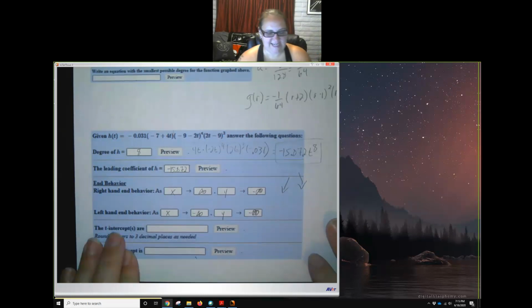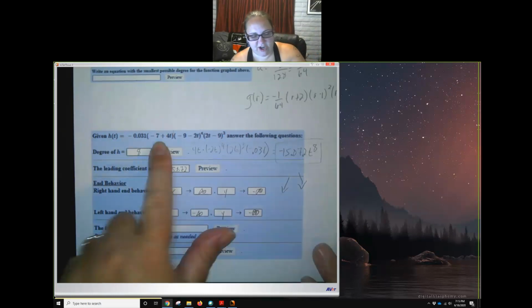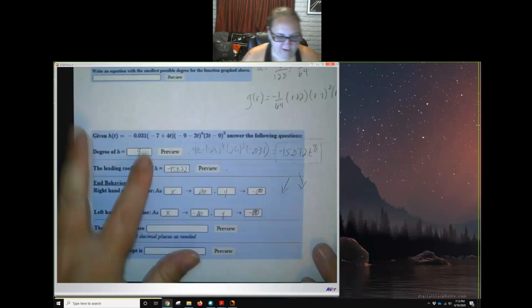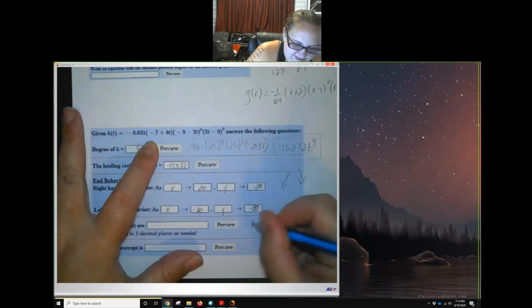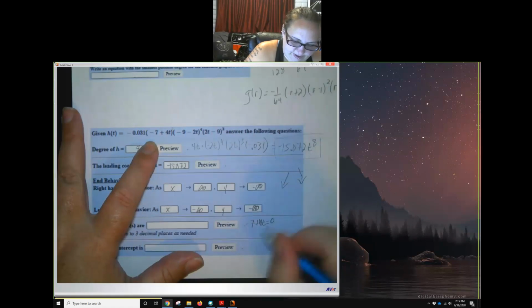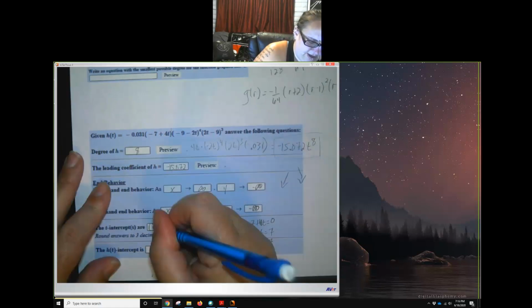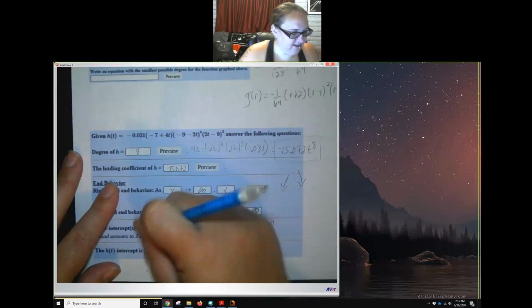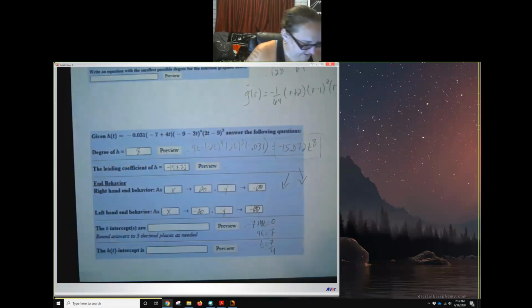Now to find the t-intercepts, you take each factor and you set it equal to 0 and solve. So negative 7 plus 4t equals 0. So 4t equals 7 and t equals 7/4. Oh, they want 3 decimal places. 7/4 is 1.75.